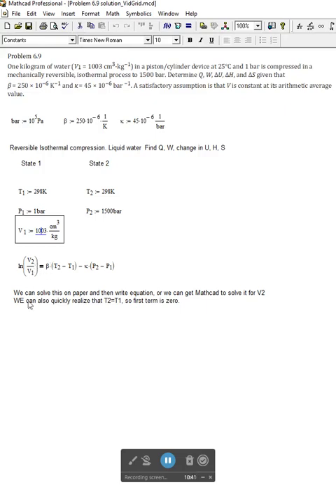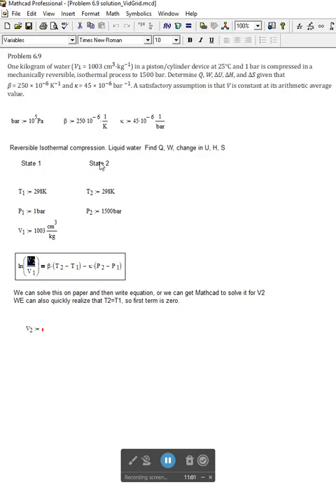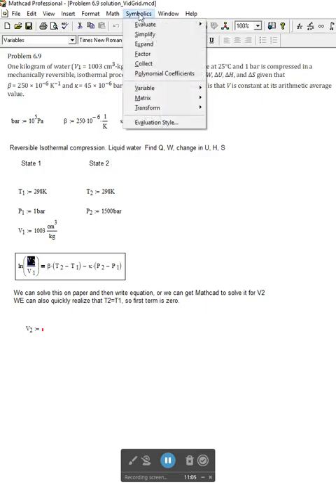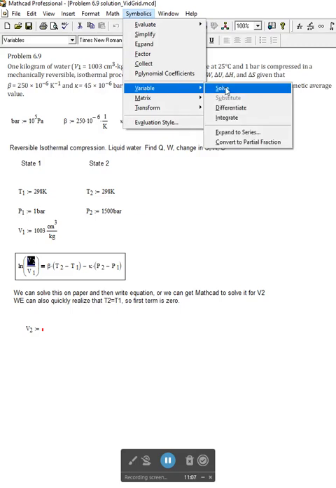So this is my equation, and what I'd like to do is to make sure I don't make any silly mistakes on a quiz or an exam. What I can do is I can tell MathCAD to solve directly for this, and so I'm going to type V2 and then my colon for equals. And then I'm going to select V2. This is what I want to solve for. I go up to symbolics, I go to variable, and I say solve for variable.